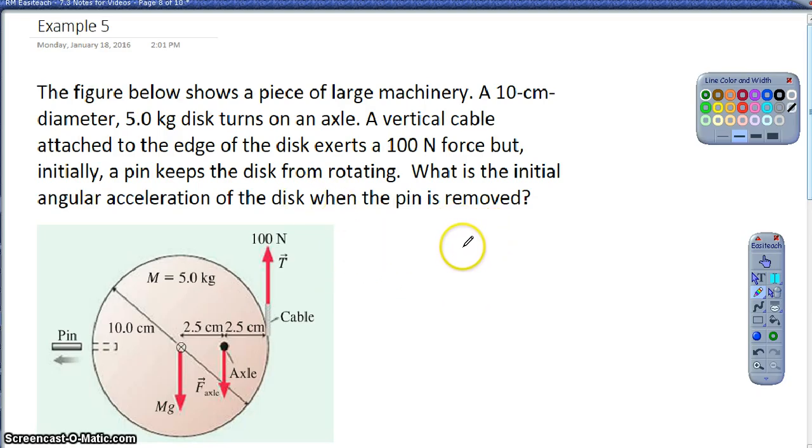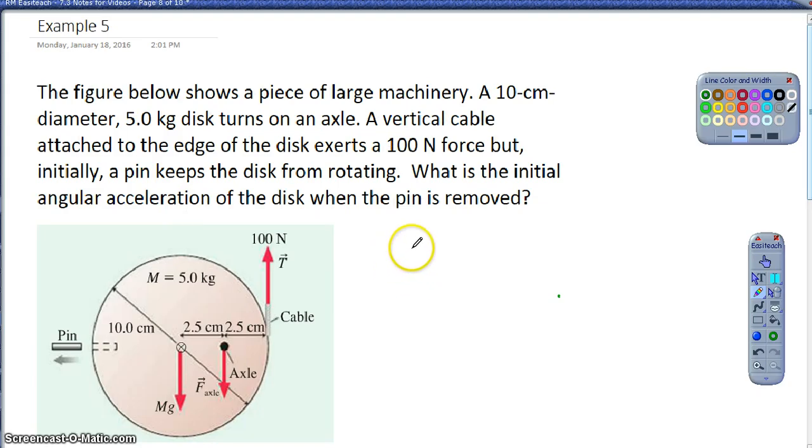So the idea with example 5 here is you've got this wheel that's being spun around the pivot point around this axle here, and we want to find out what the initial angular acceleration of the disk is once this pin over here is removed. If I remove this pin, obviously the disk is going to rotate. They're showing us a couple different forces acting on the disk here, and they want us to find the angular acceleration of that disk. So that's what we're looking for.